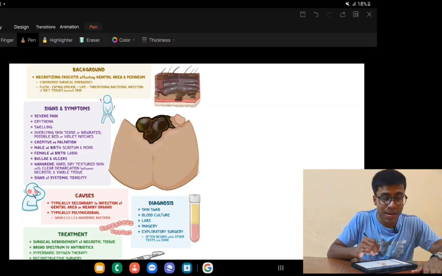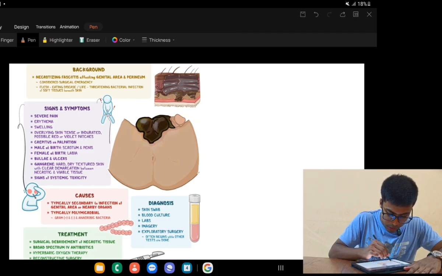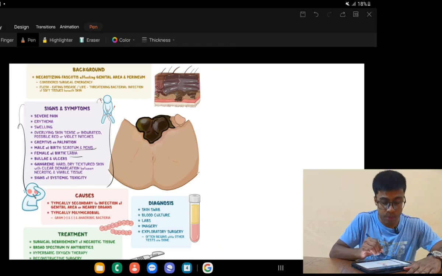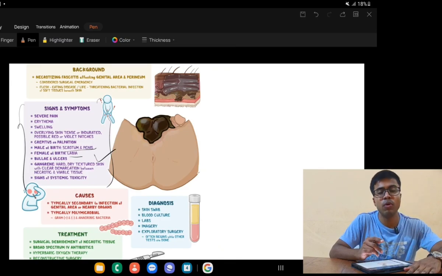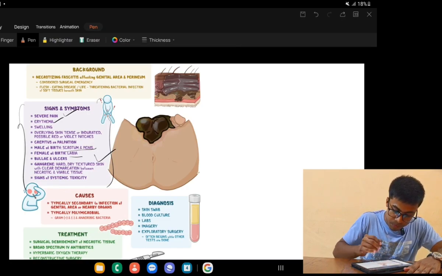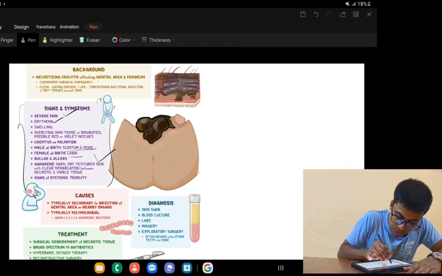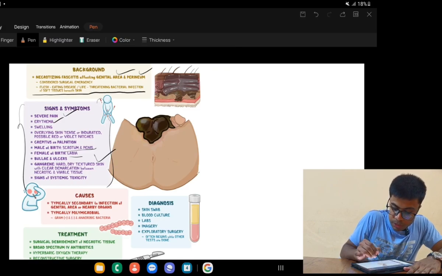So this is the flashcard about it. Signs and symptoms: severe pain, erythema, swelling, overlying skin tense and indurated, possible red-violet patches, in the scrotum and penis in males, labia in females. Gangrene can be there, dry textured skin with clear demarcation between necrotizing and viable tissue, and signs of systemic toxicity. This is a necrotizing infection affecting the genital area and perineum. Consider it a surgical emergency, a flesh-eating disease, a life-threatening bacterial infection of soft tissue beneath the skin.